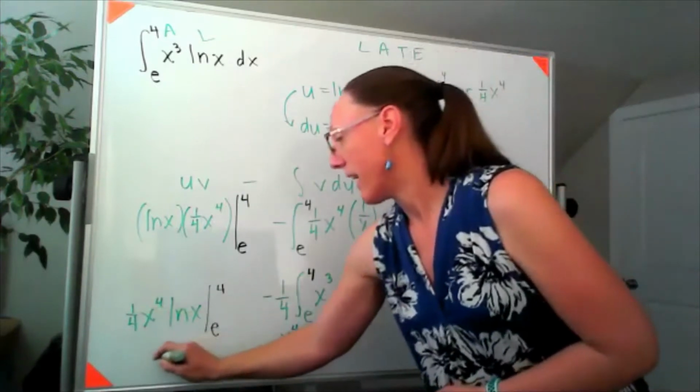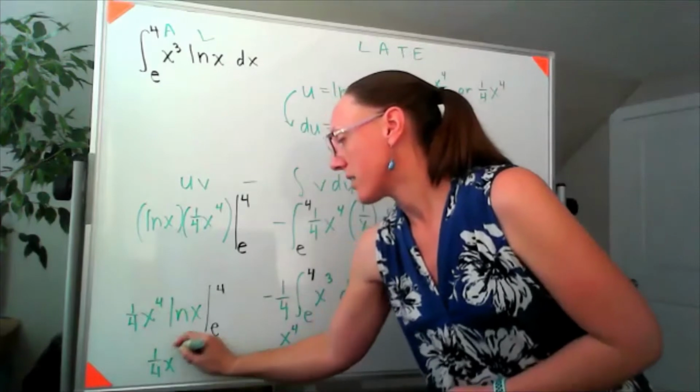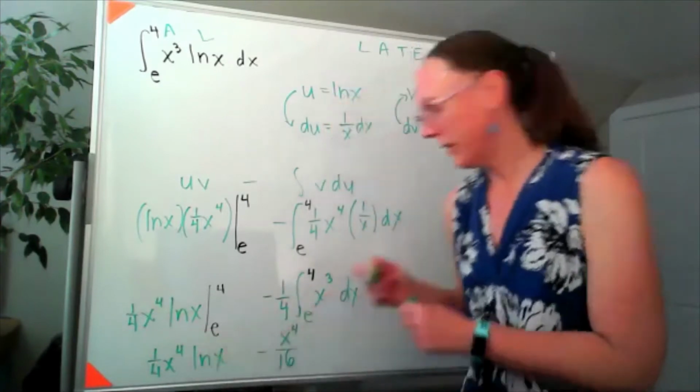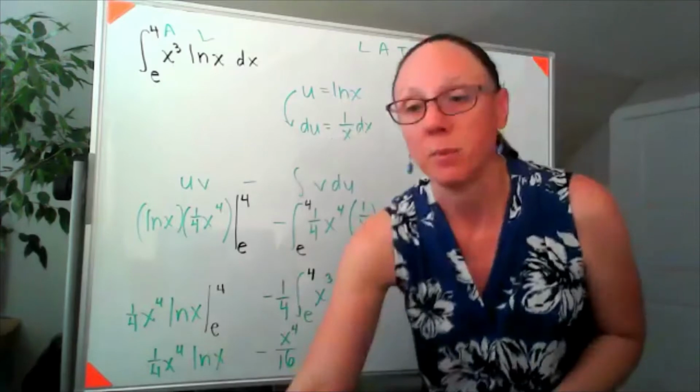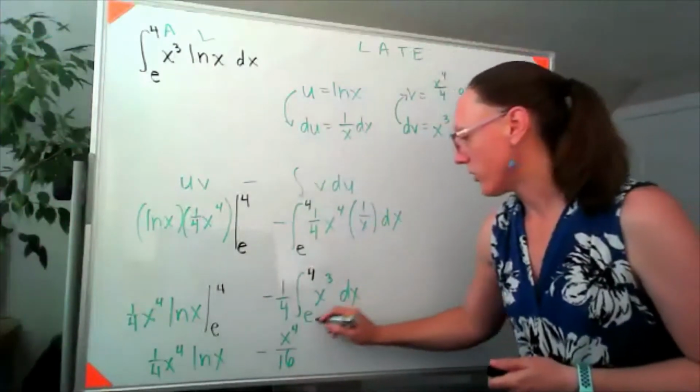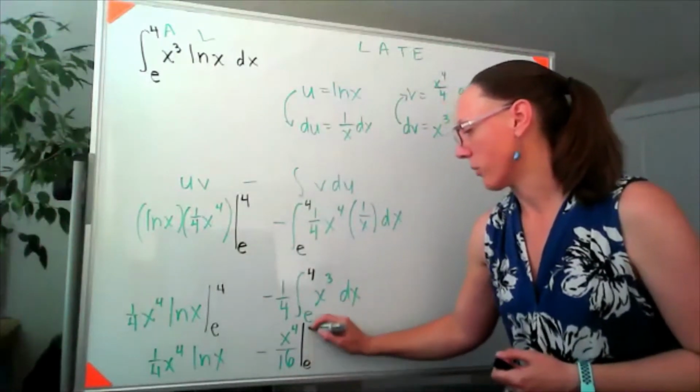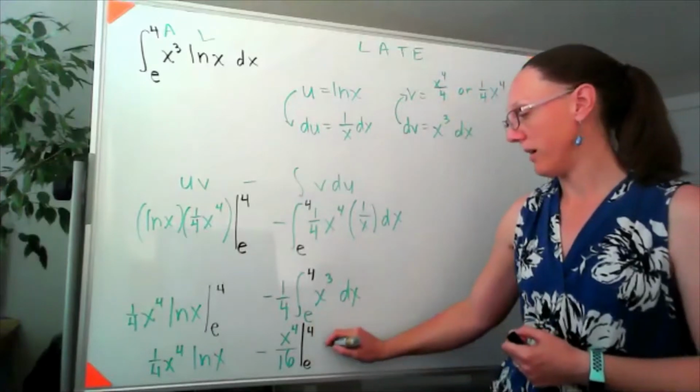We still have all of that, so I've got my 1/4 x to the 4th ln of x. And now that everything has been integrated, I can do a single vertical line and show that we're going from e to 4.